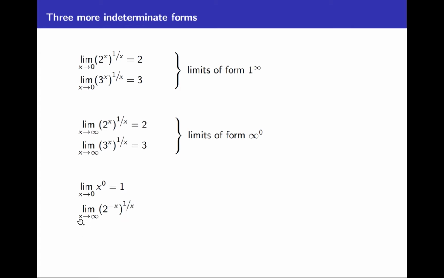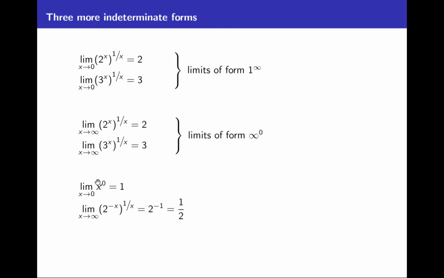And here's another one. The limit as x approaches infinity of 2 to the minus x to the power of 1 over x. What's happening here? X is getting bigger and bigger and bigger, so 2 to the negative of that x is 1 over 2 to the x. That's shrinking to 0. And likewise, as x goes to infinity, the 1 over x approaches 0. So this limit also has form 0 to the power of 0. But it's easy to work out this limit. Just multiply these two exponents, and you get 2 to the power of minus 1, or 1/2.